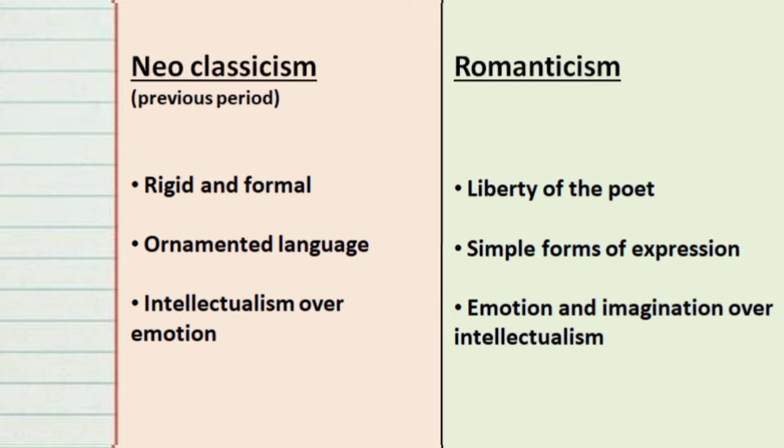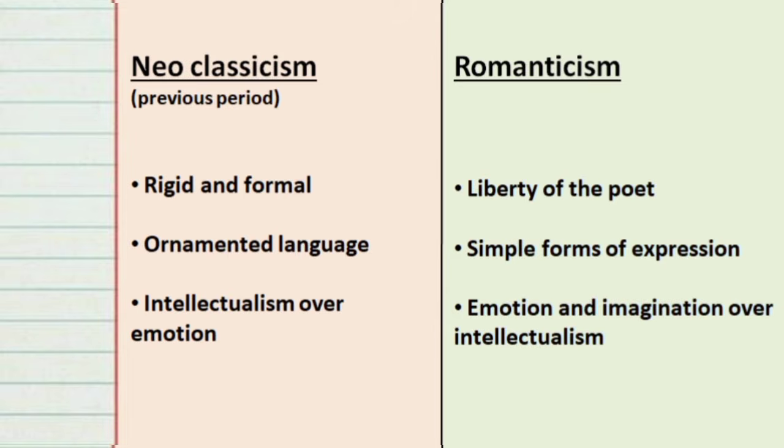Their writing style was very formal. They also used a very ornamented language, that is, with a lot of metaphors and similes and other poetic diction. Most importantly, they focused on the intellect rather than the emotion. You must note that the neoclassical writers are called so because they tried to imitate the classical writers. So their works were written in such a way that only highly educated people could understand their poetry.